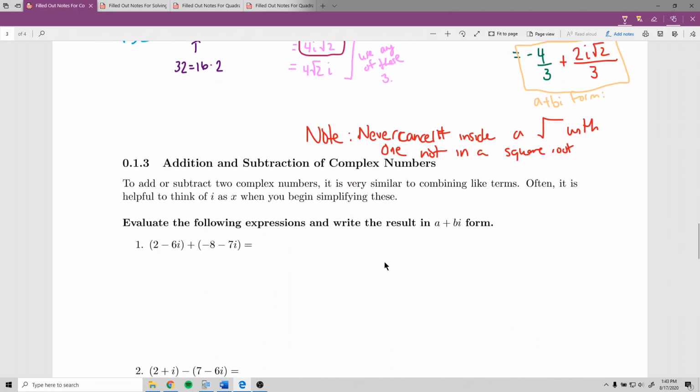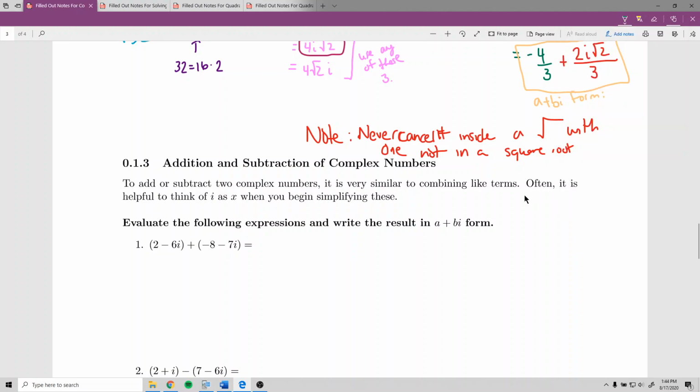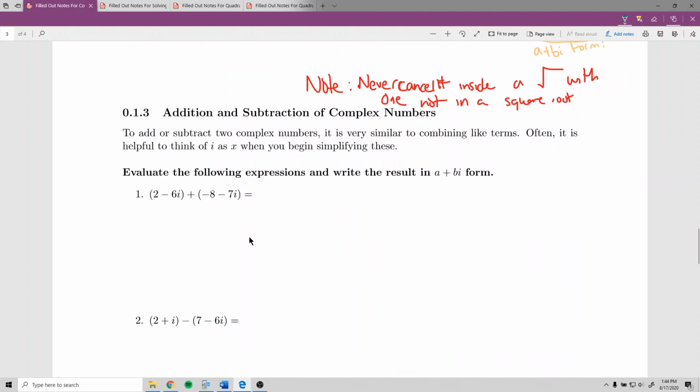Right, now, addition and subtraction of complex numbers is pretty straightforward. If you think about i being x, you would ask yourself, how would you simplify this? And that's going to be it. So it says evaluate the following expressions and write the result in a plus bi form. Right, and as I have written up here, to add or subtract two complex numbers, it is very similar to combining like terms. Often, it is helpful to think of i as x when you begin simplifying these.